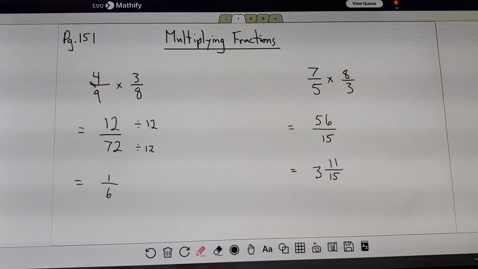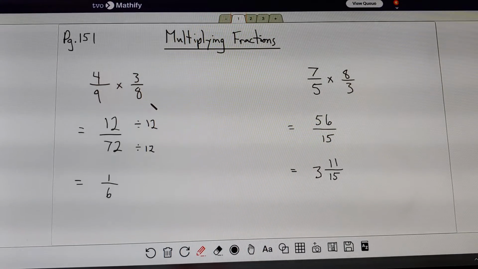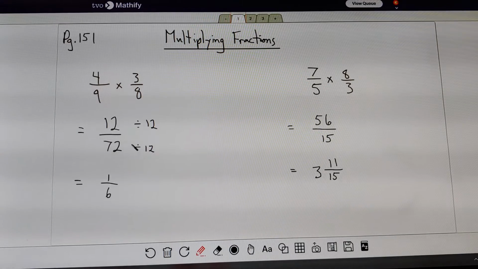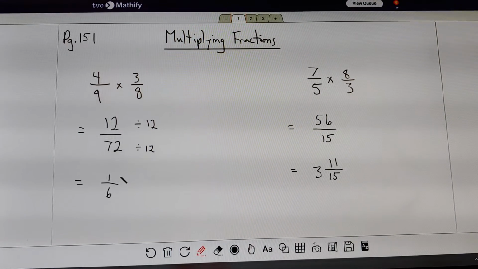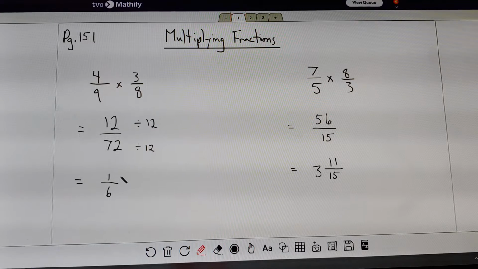So you write the fractions down, you put the multiplication symbol between them, and you multiply the numerators. 3 times 4, 12. You multiply the denominators. 9 times 8, 72. You put it in lowest terms. I recognize both of these are factors of 12, so divide by 12 and I get 1/6. That's it. Easy, eh? It's the easiest thing in fractions.